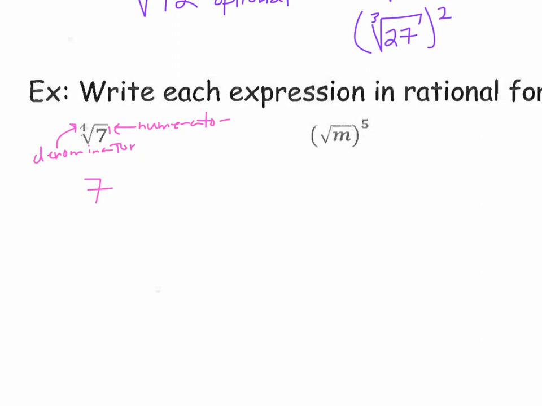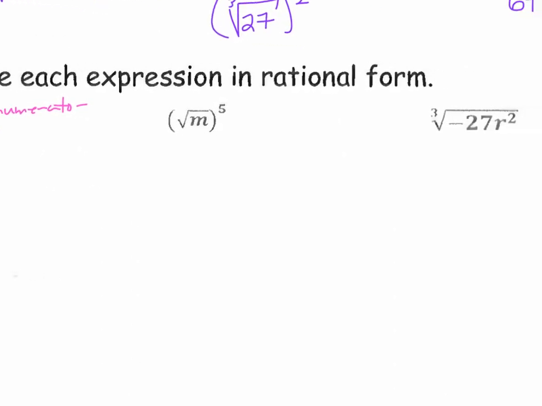To write this then as a rational exponent, it's always numerator over denominator. So that would just be the 1/4 power. And that's all you do, converting it from radical to rational, 7 to the 1/4 power. Let's try the next one. Square root of m to the 5th power. So remember, if there's no root symbol written, it defaults to a 2.